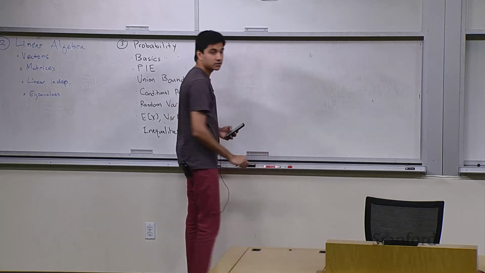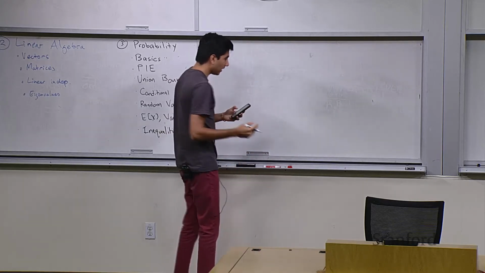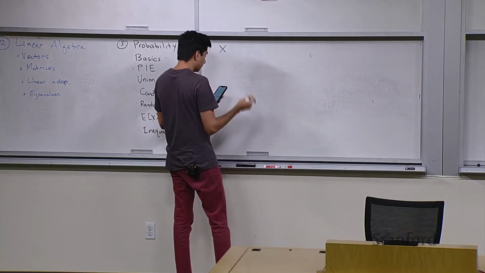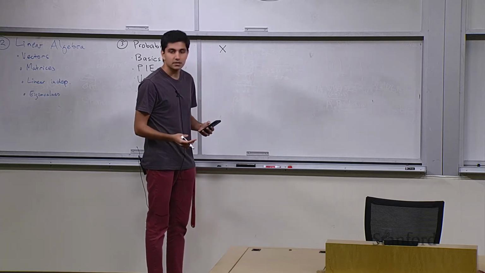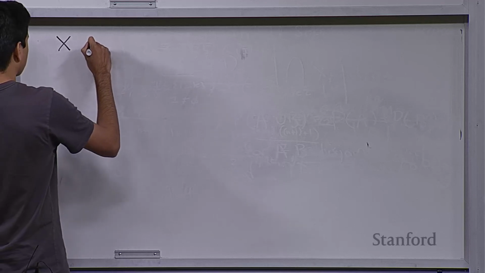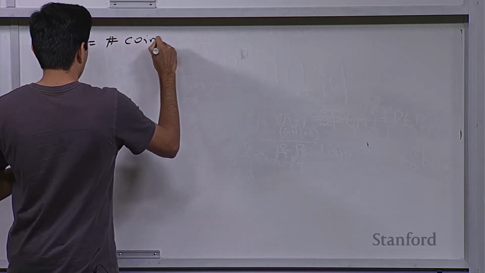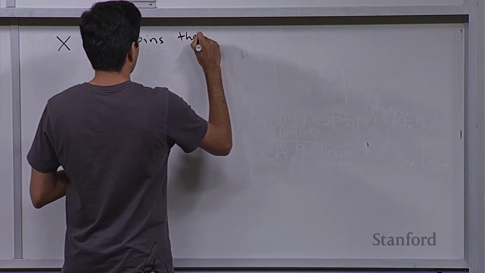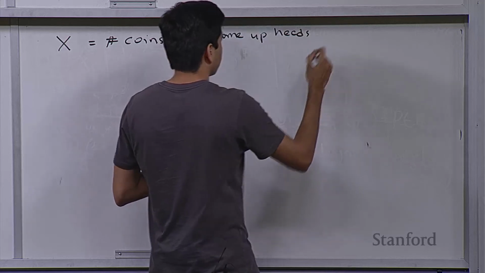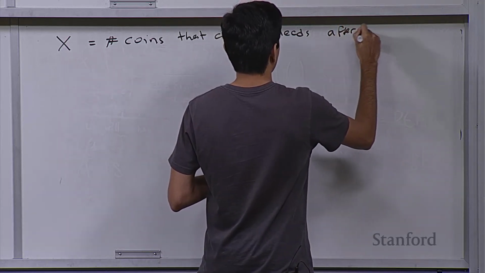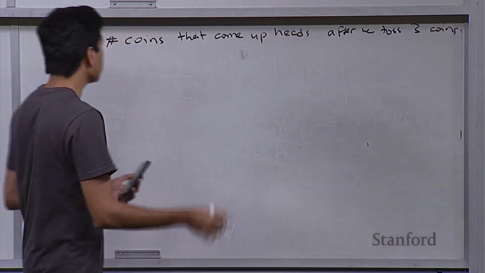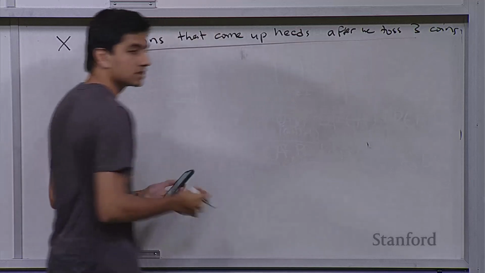These might be a little bit more confusing, so I think it's worth spending a little bit of time on them. A random variable x is defined as a variable that can take on different values depending on the outcome of some probabilistic process. What I mean by this is, let's say for example, we define the random variable x to be the number of coins that come up heads after we toss 3 coins. So the value of x depends on some probabilistic process.